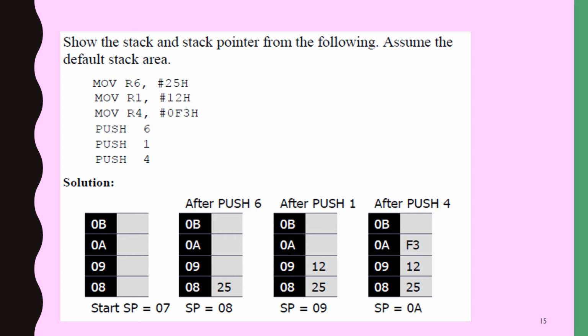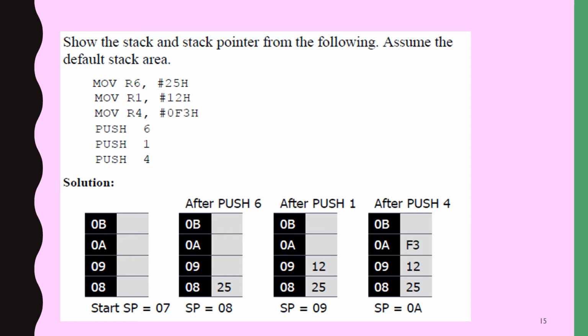So what we have done is move small, just as I mentioned on the line, what exactly we want to show. Show the stack and stack pointer from the following, that is, assume the default stack area. Now move R6, comma, #25H, move R1, comma, #12H, move R4, comma, #0F3. This is a hexadecimal number, so therefore it is written 0F3.